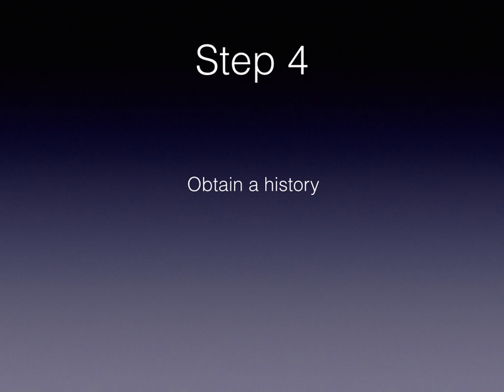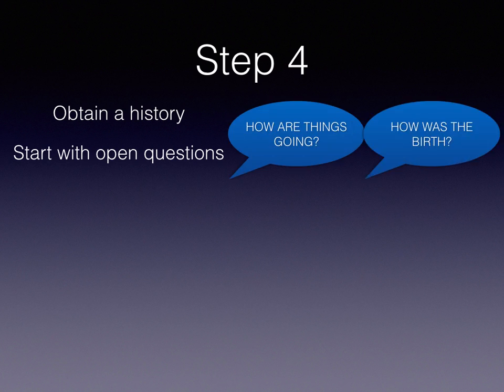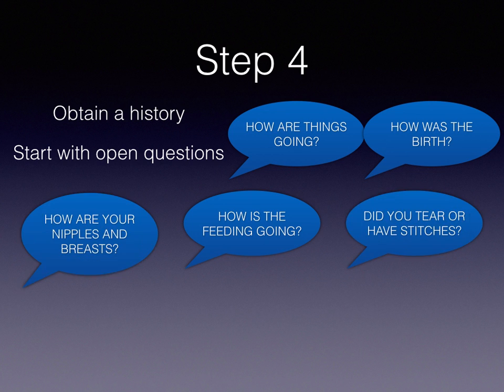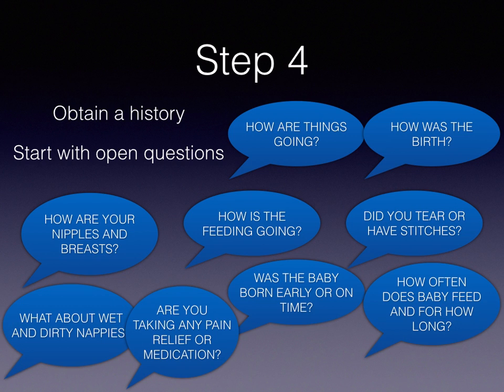Step 4. Obtain a history. This calls for skillful questioning. You will need to use a combination of open and closed questions. Open questions will allow the mother to tell her story and identify her needs. Some closed questions might be necessary for you to gain a full history. And remember, respond to the answers that you receive. For example, if the mother tells you that she's had perineal trauma, ask her if she's comfortable or needs pain relief before continuing.